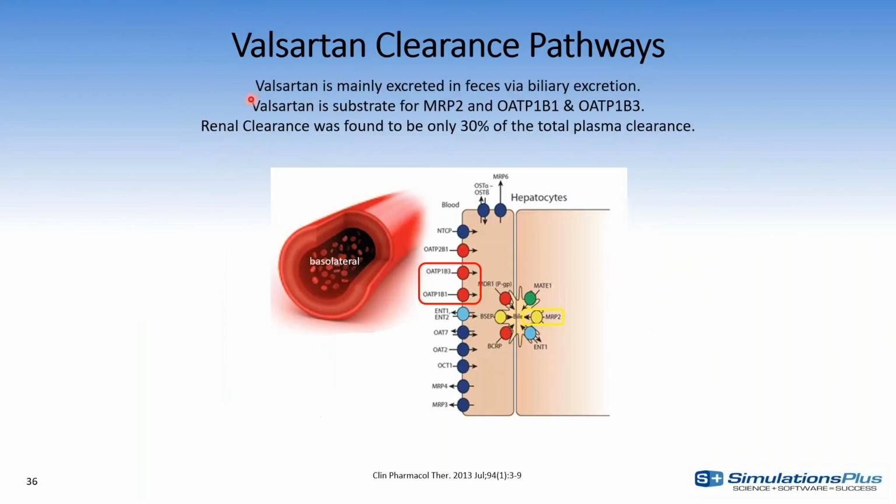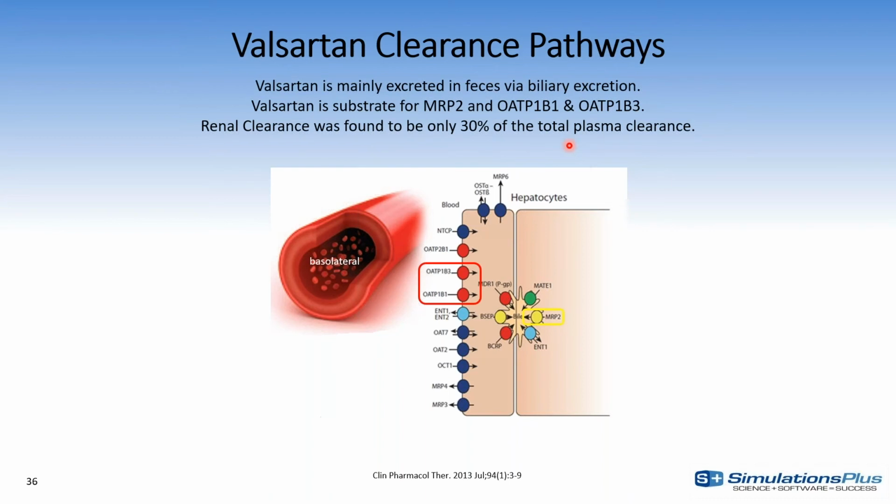Valsartan is mainly excreted in feces via biliary excretion. So it is a substrate for MRP2, the efflux transporter to the bile, and also the uptake transporters OATP1B1 and OATP1B3. So it's a substrate for both types of transporters. The renal clearance is about 30% of the total plasma clearance.